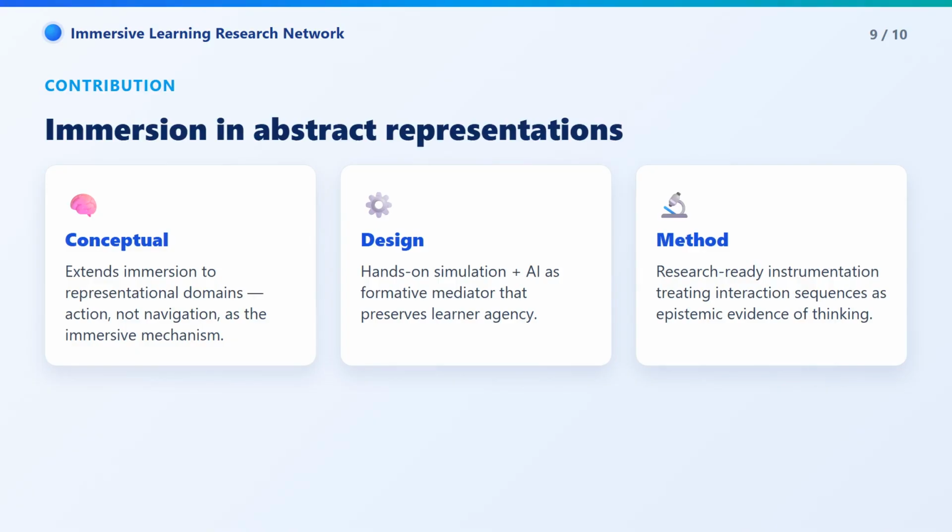Our contribution extends immersion into abstract representational domains, where action, not navigation, is the immersive mechanism. AI serves as a formative mediator that preserves agency, and instrumentation treats interaction sequences as epistemic evidence of thinking.